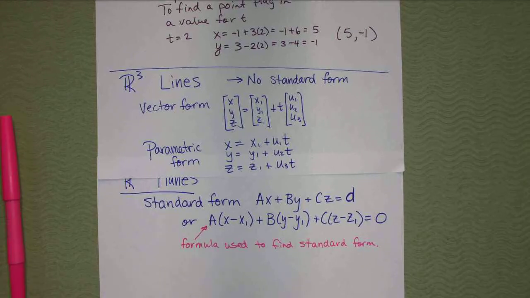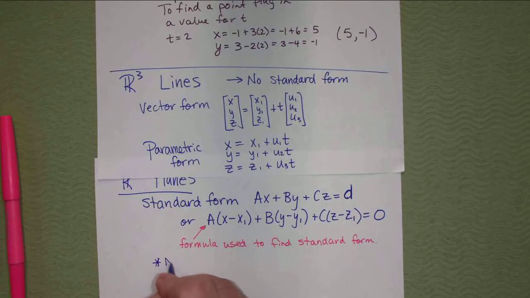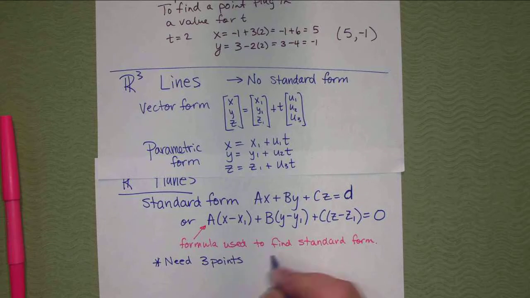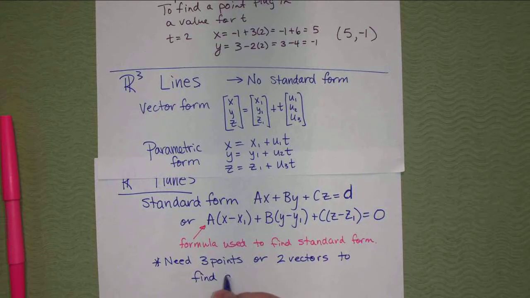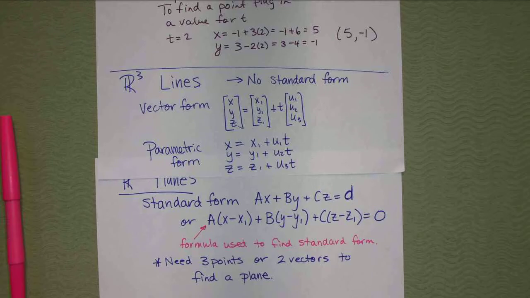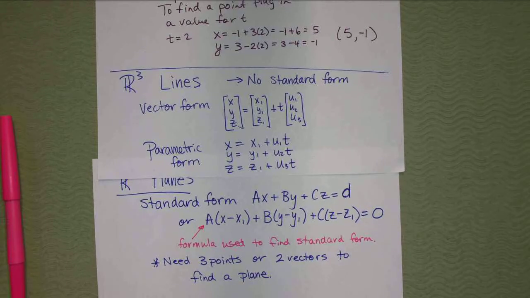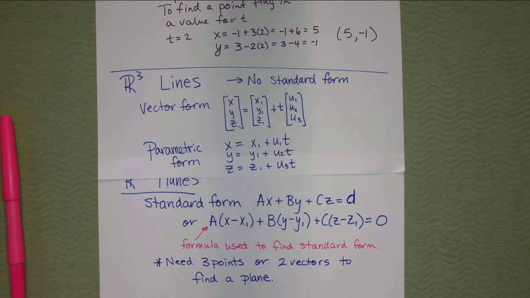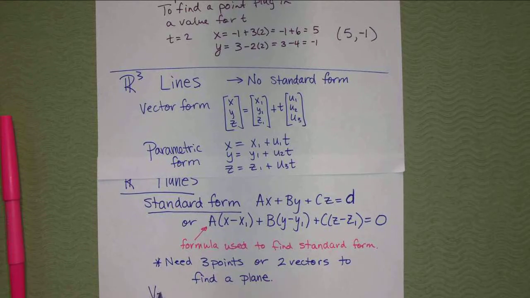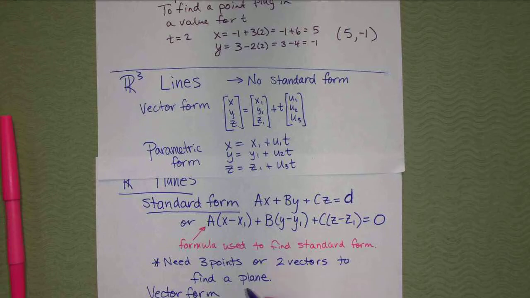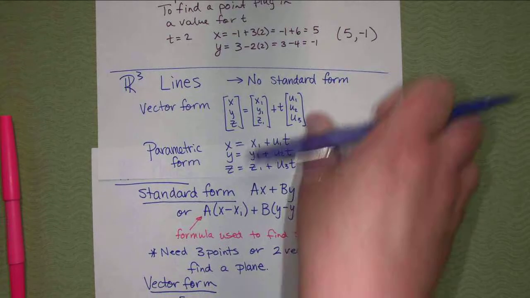So we need 3 points or 2 vectors to find a plane. So you could be given 2 vectors or you could be given 3 points, and you can find a plane with either of those. So what do you think for vector form? How would it be different? Other than it has x, y, z.